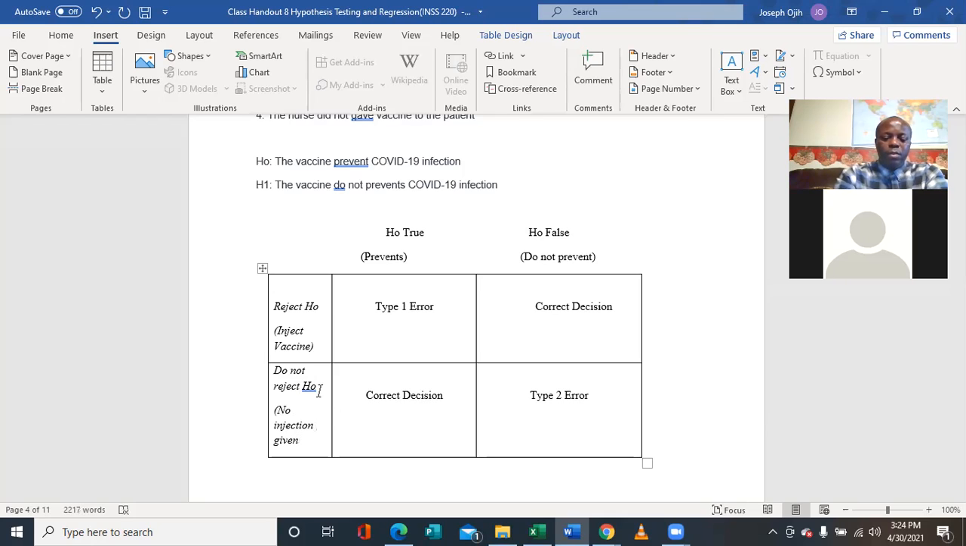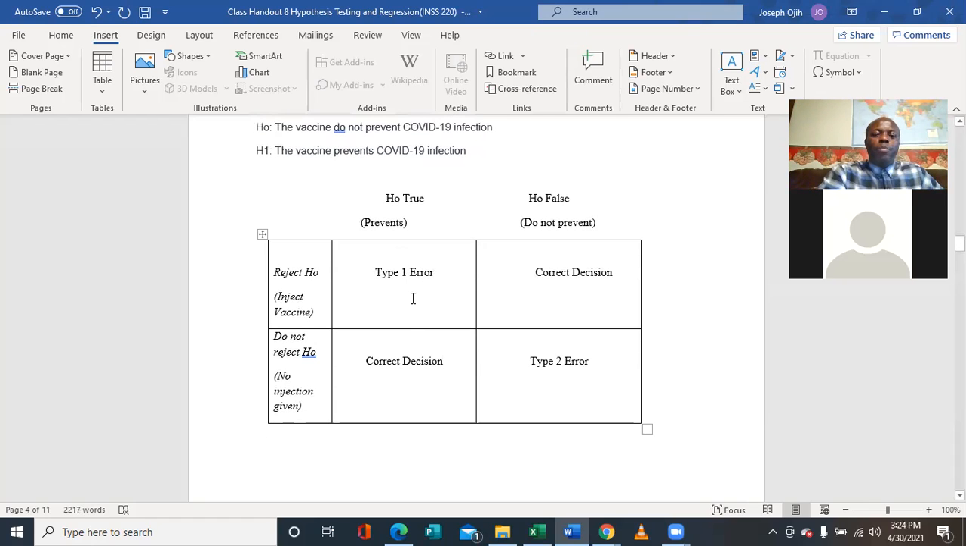Okay, good. Now we can figure out the type 1 and type 2 error. Usually the null hypothesis is a general statement, so I have to correct this again. H0: the vaccine does not prevent. H1: the vaccine prevents. Right, now let us figure out which is type 1 error and type 2 error.